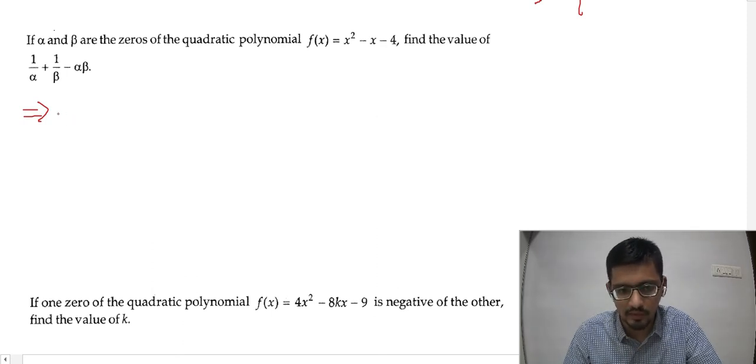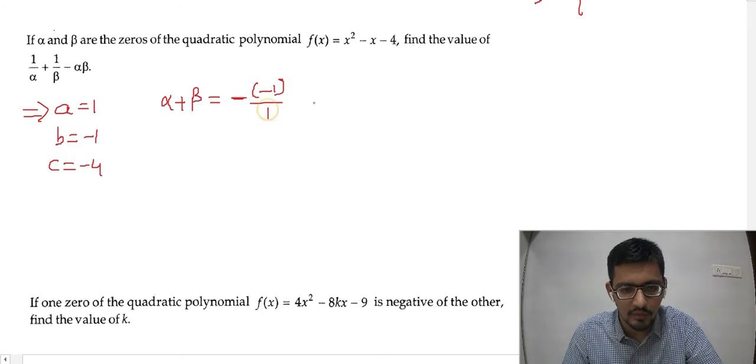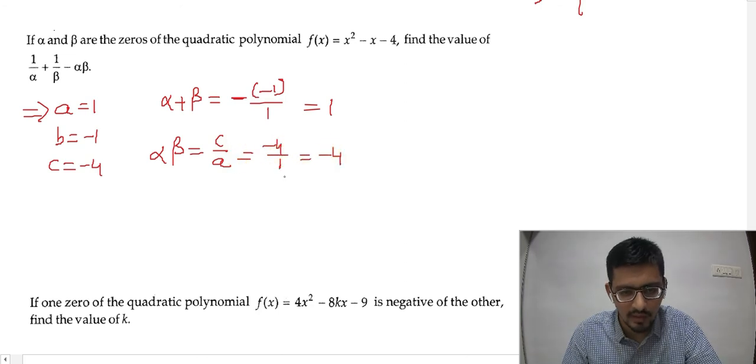Okay, that's good actually. So if you compare this with the standard form, a will be 1, b will be minus 1, and c will be minus 4. So what is alpha plus beta? Minus b by a. Minus as it is, b is minus 1 and a is 1. So we will get positive 1. And alpha beta is c over a. What is the formula? c over a. c is minus 4 and a is 1. So this is minus 4.